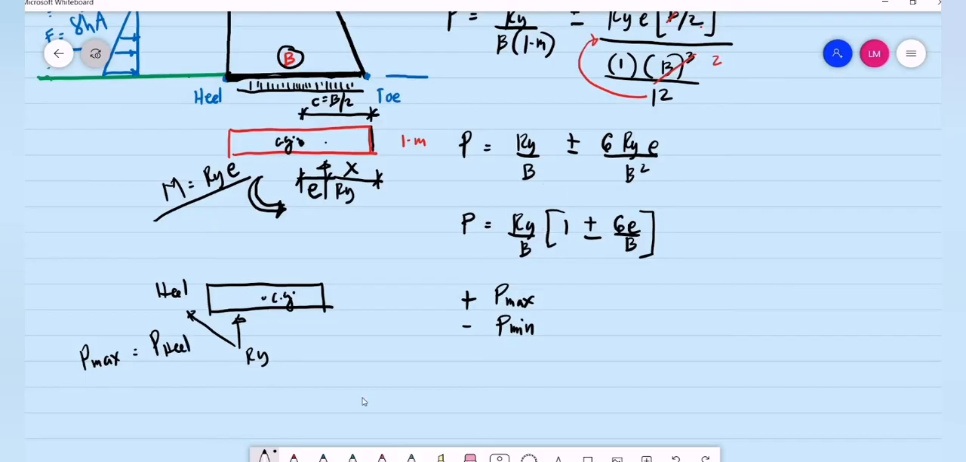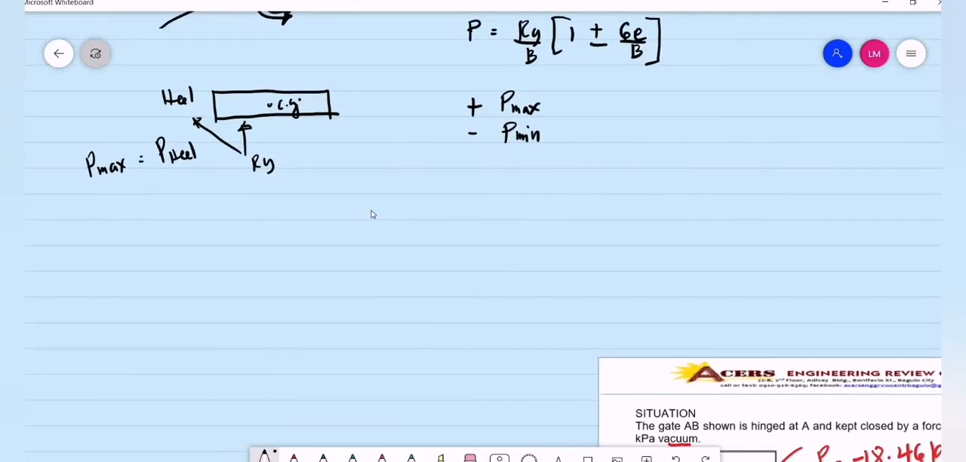But in most cases, for example, again, this is the 1 meter strip. Our reference point is the center of gravity. For example, the reaction at the base is near the toe. It is closer to the toe compared to the heel, which means the concentration of the weight is near the toe, and we can conclude that the maximum pressure will be equal to the pressure at the toe.